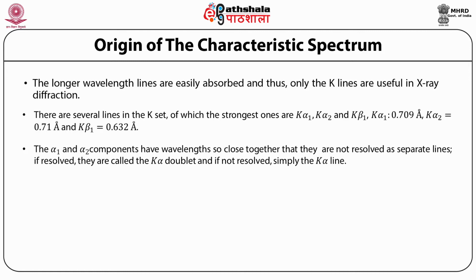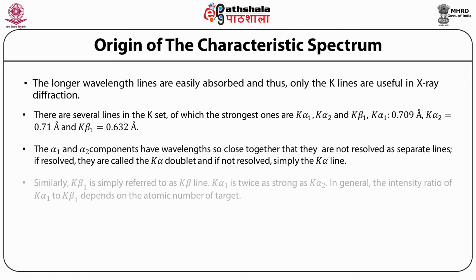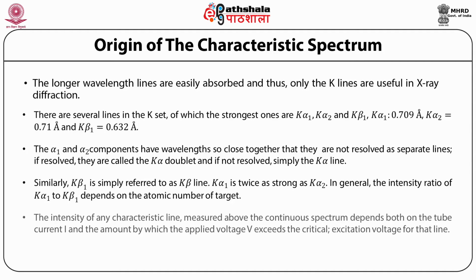If resolved, they are called the K alpha doublet, and if not resolved, simply the K alpha line. Similarly, K beta 1 is simply referred to as K beta line. K alpha 1 is twice as strong as K alpha 2. In general, the intensity ratio of K alpha 1 to K beta 1 depends on the atomic number of target.